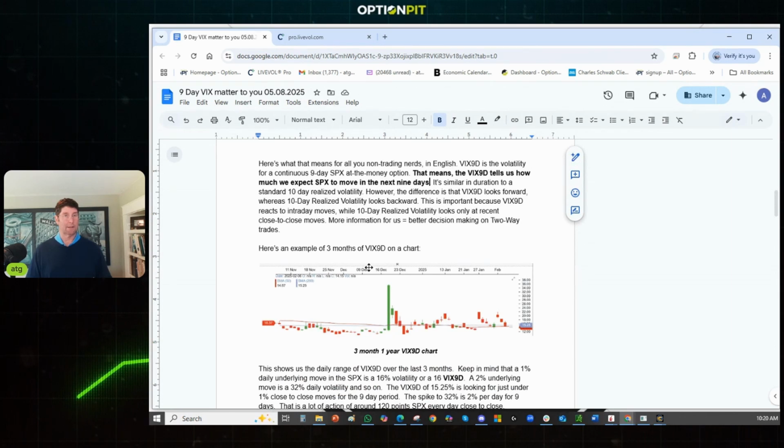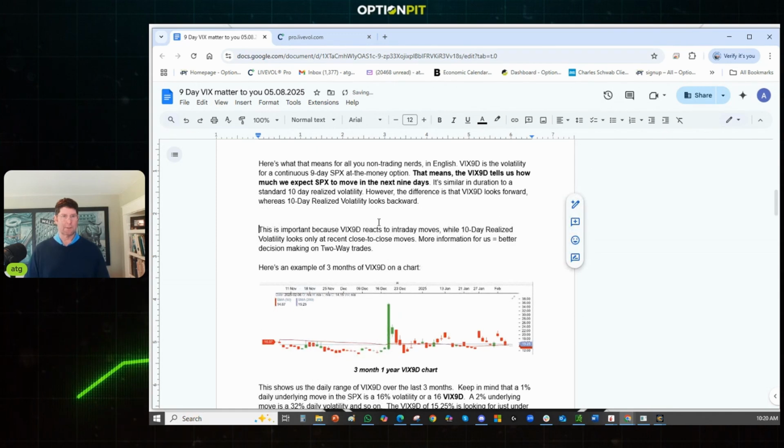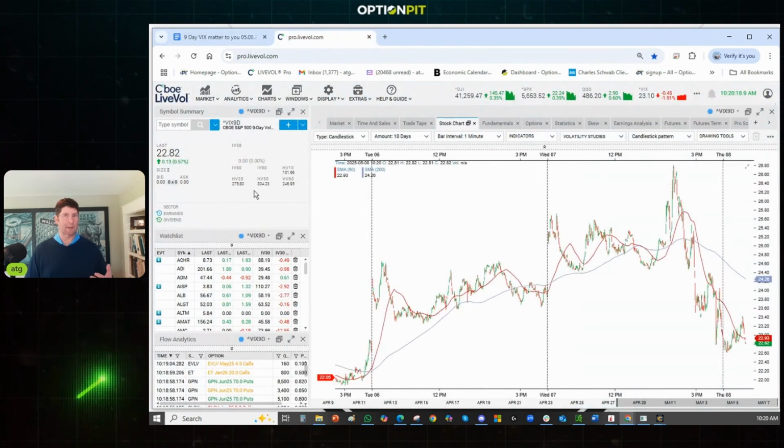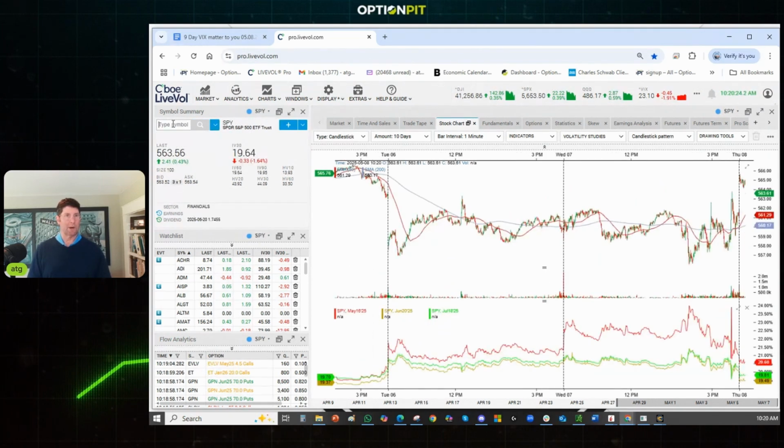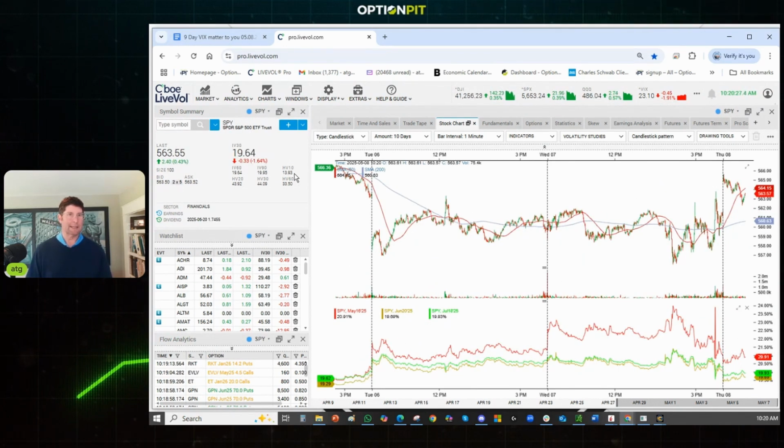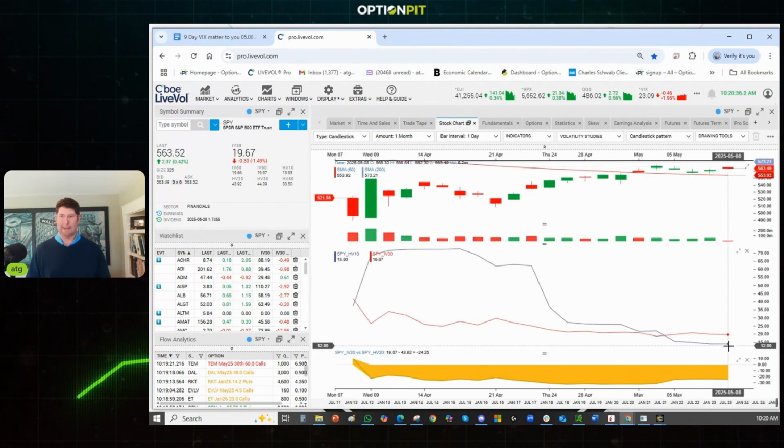So as you look at this, getting an idea of how we're moving, the next part is finding here. I have a little note here for you. This is important because 9-day reacts to intraday moves, while 10-day realized vol looks at the backward moves. So right now we're in an odd place in the market, and I'll show you why. If I look at SPY over the last 10 days, and I'm going to pull up a chart for you here. Okay. In the last 10 days, the volatility in SPY has dropped to a little under 14%.